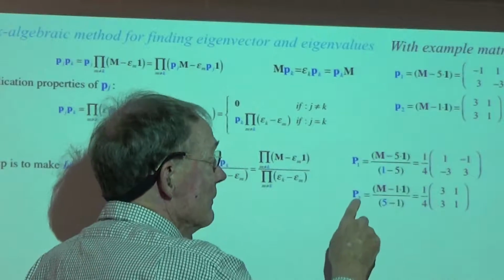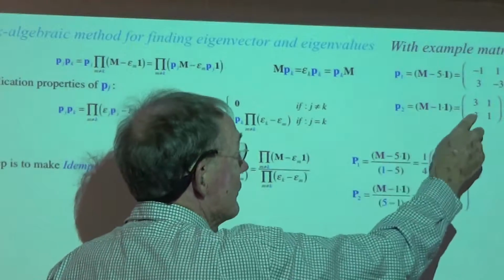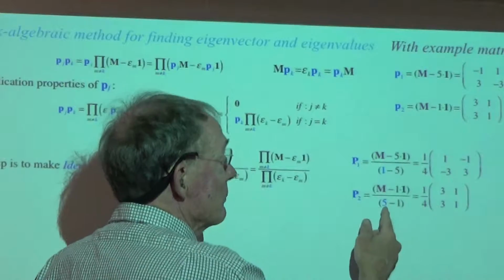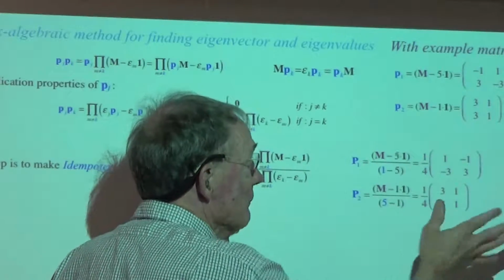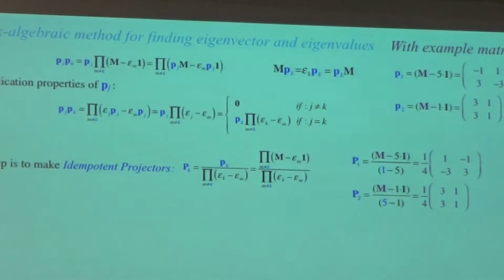Okay? And then this one right here, that's this thing, divided by 5 minus 1, which is 4, so I just divide by 4 and put a sign on that one. So there are your projections out there. Now, what are the properties?